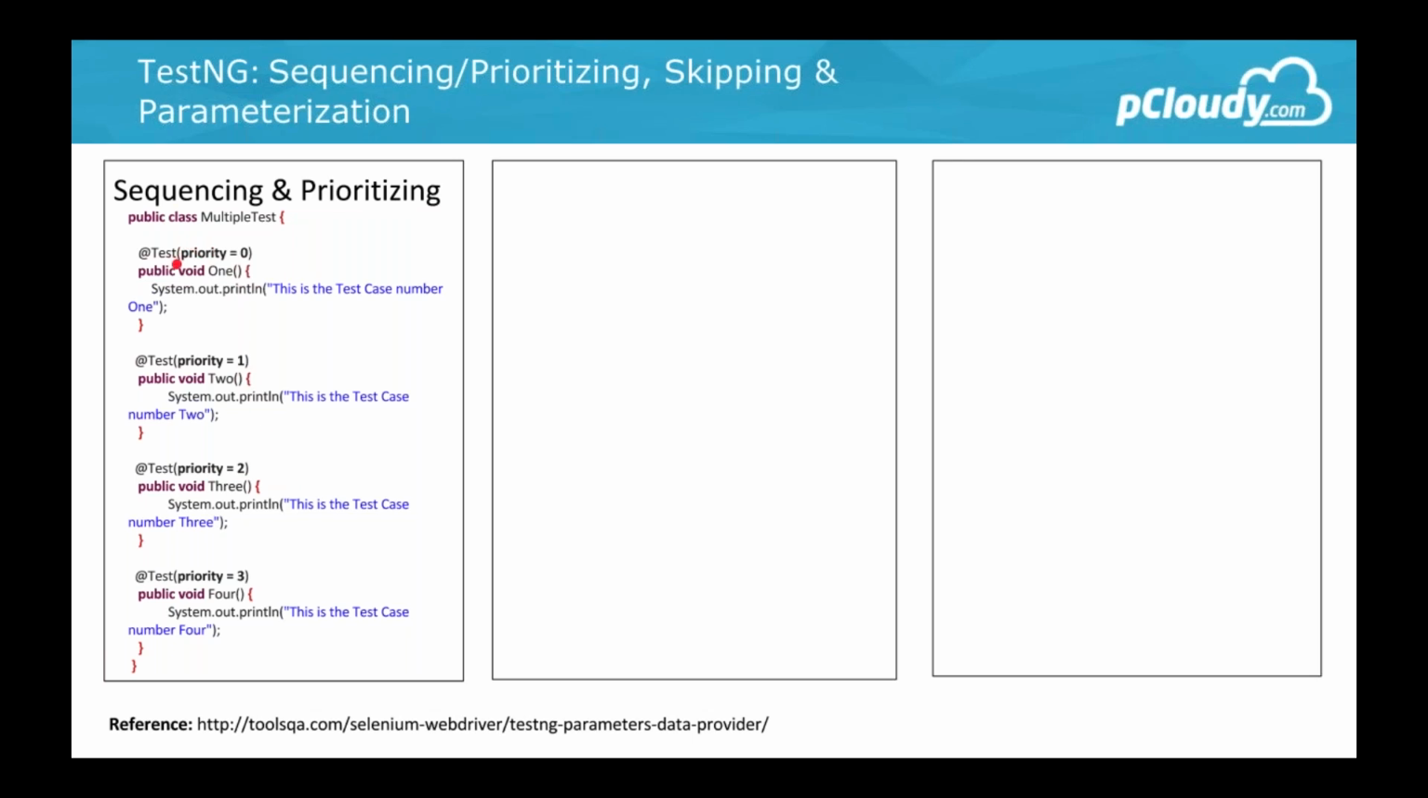Whereas if we write priority equal to 0, 1, 2, 3, 4, it will order my test cases by this priority number, and it will execute them in sequence.